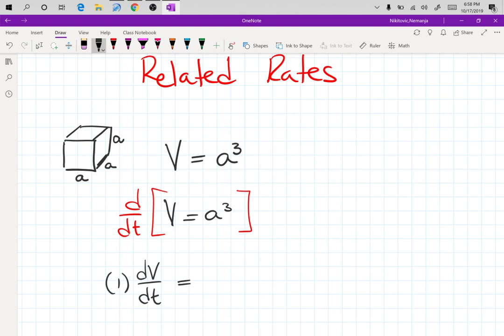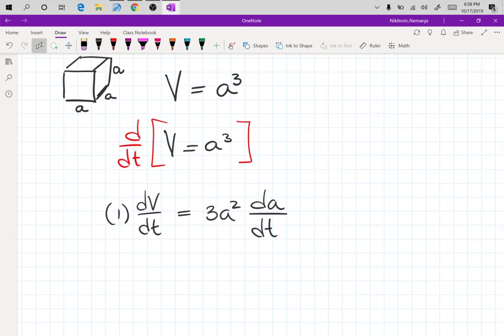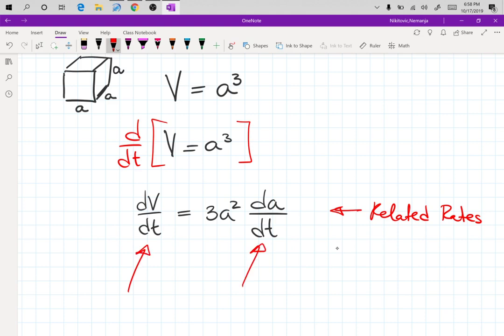Equals 3a squared, and then I took the derivative of a in respect to t. So now we can get rid of this 1 in front, and what you have here is what we call related rates. You have rates, plural, right? Rate number one, rate number two. And they are related with this, which is the rest of the equation. So that's literally your title, related rates.